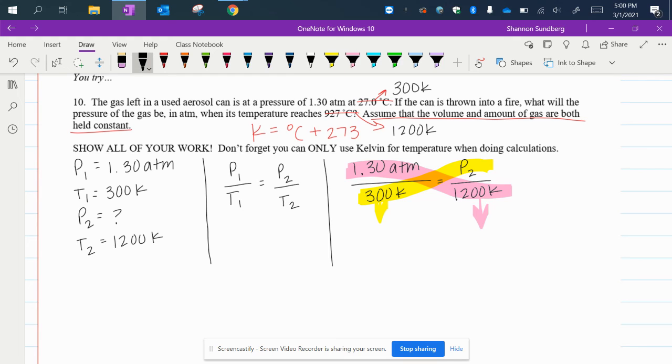So 300 Kelvin times P2 is going to get me P2 times 300 Kelvin. And then 1.30 times 1200 is going to get me 1560. I'm going to bring my units with ATM and Kelvin. My overall goal is to get P2 by itself, and in order to do that, I have to divide each side by 300 Kelvin.